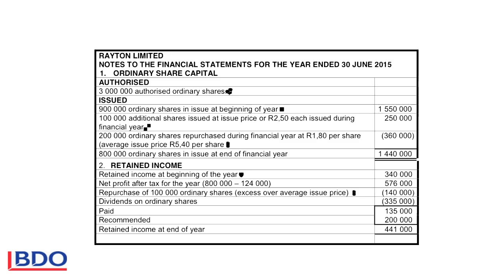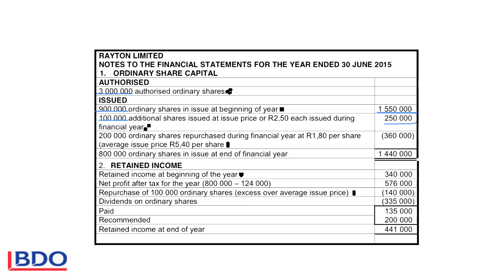If we look at the note here, the authorized share capital is 3 million ordinary shares, and we will only show that in the note. We don't use that for calculations. At the beginning of the year, we already issued 900,000 shares in previous years, and the money that was received as capital in previous years was 1,550. Then we issued an additional 100,000 during the current year at R2.50, so the capital increased by 250,000.